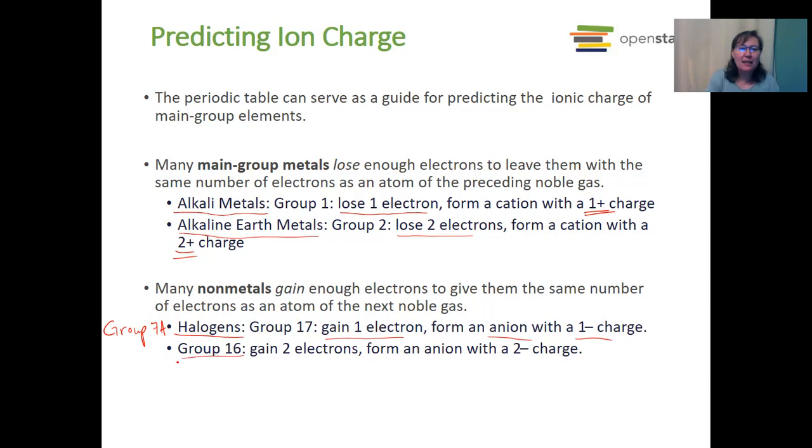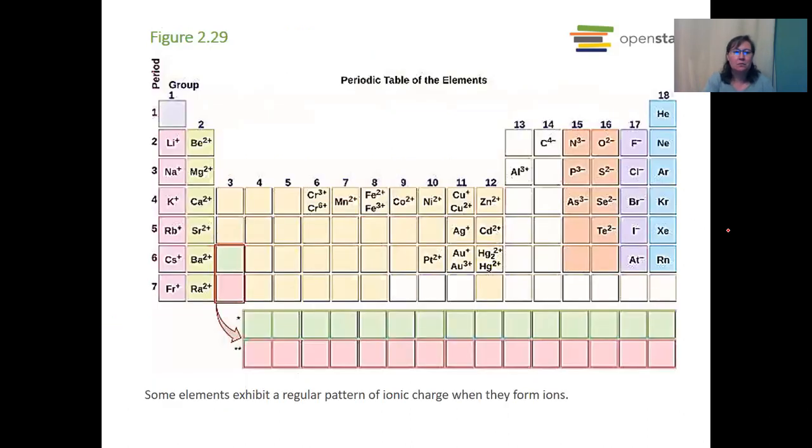And group 16, okay, we can also call that group 6A. A lot of times I think of this as the oxygen group. Okay, and they gain 2 electrons to form an anion with a 2- charge. All right, so now here's a graphical image of what kinds of ions they gain and lose. So here we have our alkali metals.